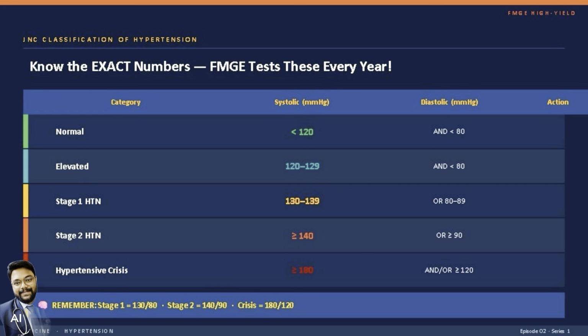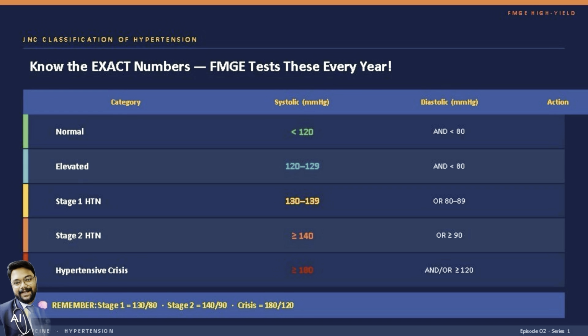Now a very important FMGE point. The old JNC 7 called systolic 120 to 139 as pre-hypertension. JNC 8 now calls 120 to 129 as elevated and 130 to 139 as stage 1. FMGE questions usually specify which guideline they are using. If they say JNC 7, pre-hypertension starts at 120. If it's JNC 8, stage 1 starts at 130. Do not mix them up.